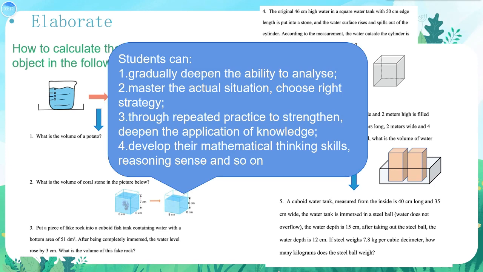Students can gradually deepen the ability to analyze, so as to master the actual situation, should choose how to solve the problem of skills, and through repeated practice to strengthen deepened application of knowledge, so that students can sum up the pattern of questions to draw the law, therefore develop their mathematical thinking skills, reasoning senses, and so on.